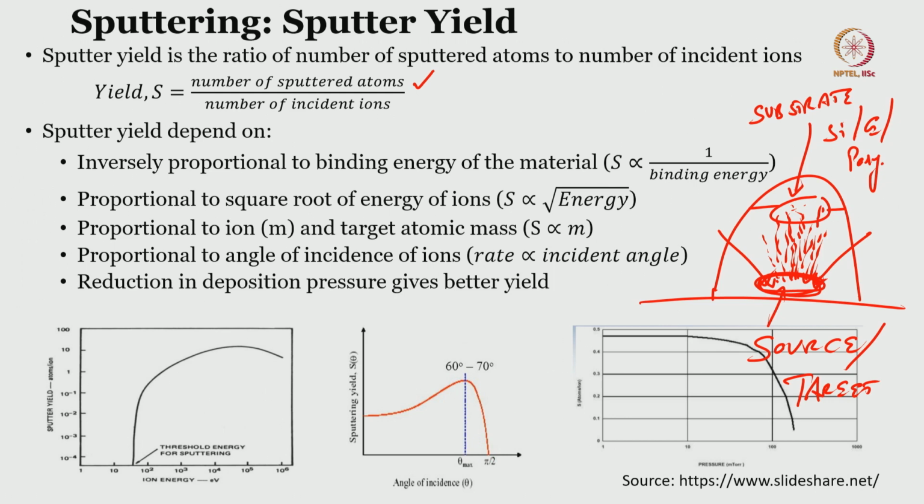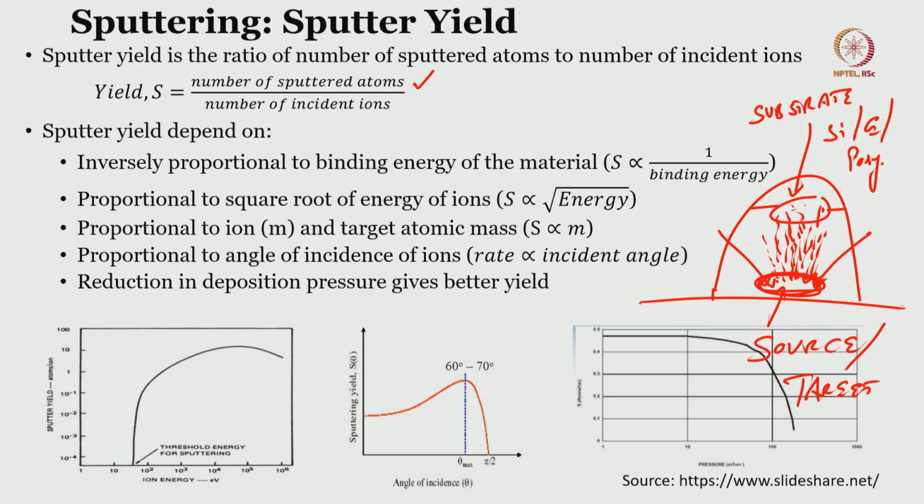The first one is the binding energy. Sputtering yield is inversely proportional to the binding energy. It is proportional to the square root of energy and proportional to the ion and target atom masses, that is S is proportional to M. Finally, it is proportional to the angle of incidence, and reduction in deposition pressure gives a better yield. So, as much as you can reduce the pressure, the yield becomes better.